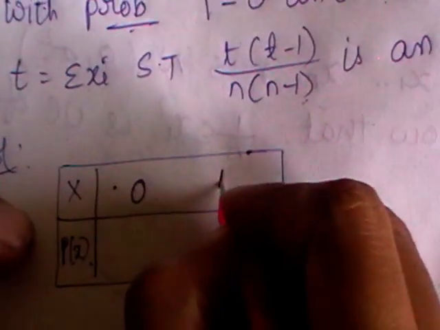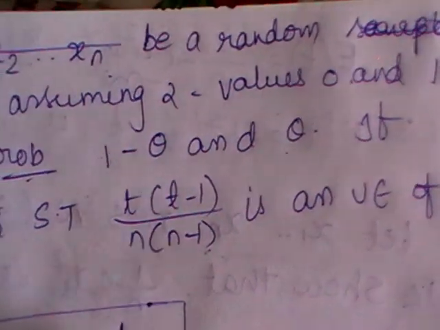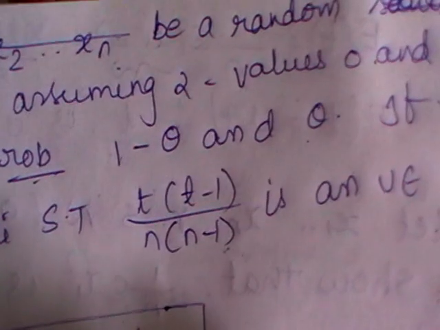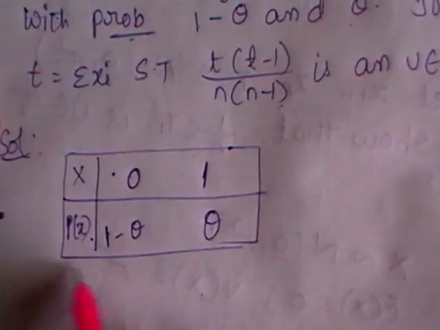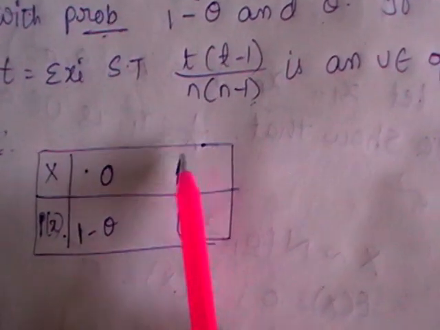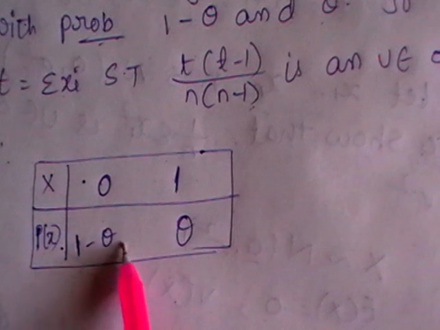Values and probabilities. How many values are there? X has 0 and 1. X assuming 0 and 1. What are the respective probabilities? With 0, you have 1 minus theta as the probability. Value 1, you have theta as the probability. From the first two lines, we can write the distribution in this way. X is a random variable assuming two values 0, 1 with respective probabilities.